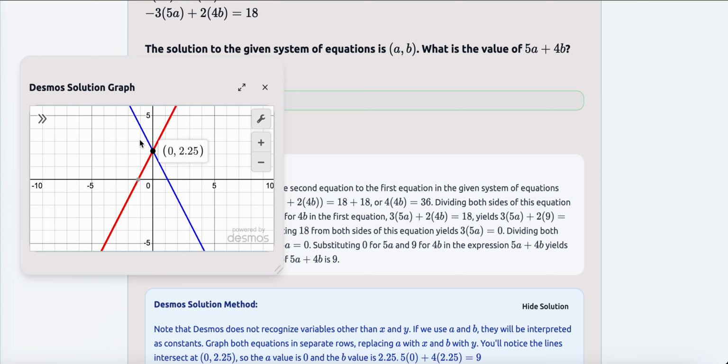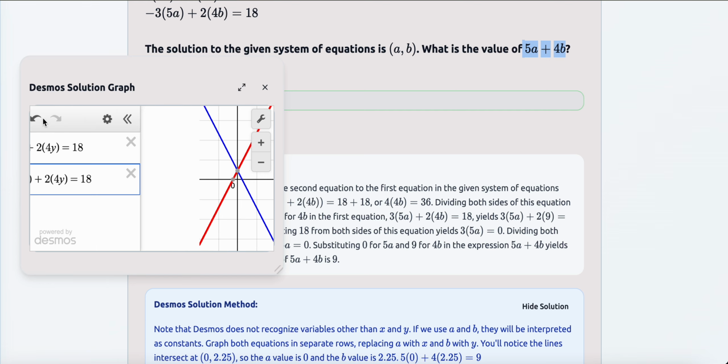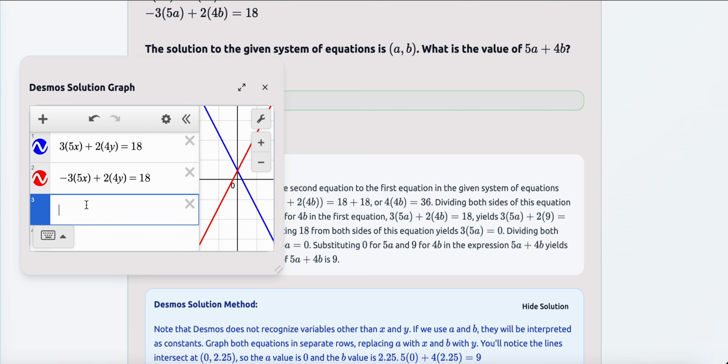So the reason why is because we're not asked to find a plus b, we're asked to find 5a plus 4b. So if the value of a is 0 and the value of b is 2.25, what we need to do is 5 times 0 plus 4 times 2.25, and then we would get 9, right? Remember, a is equal to 0 and b is equal to 2.25, right? And when we solve that equation, 5a plus 4b, we do end up getting 9.